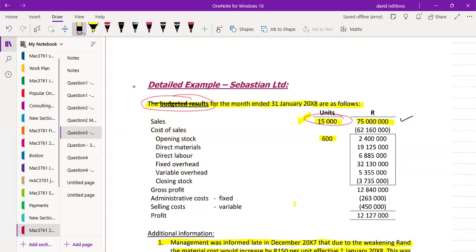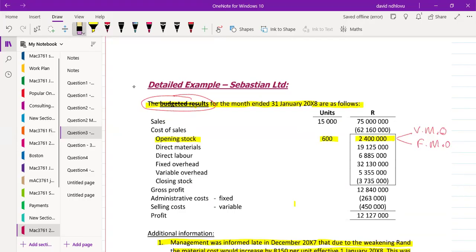Let's go now to the opening inventory. Remember we have the budgeted information, which is based on absorption costing, but we are creating a variable costing statement. So we should be careful about certain things on the opening inventory. Remember we have opening inventory of 600 units and the value is 2.4 million. Remember, this is based on absorption costing, so it will include the variable manufacturing costs and the fixed manufacturing overhead.